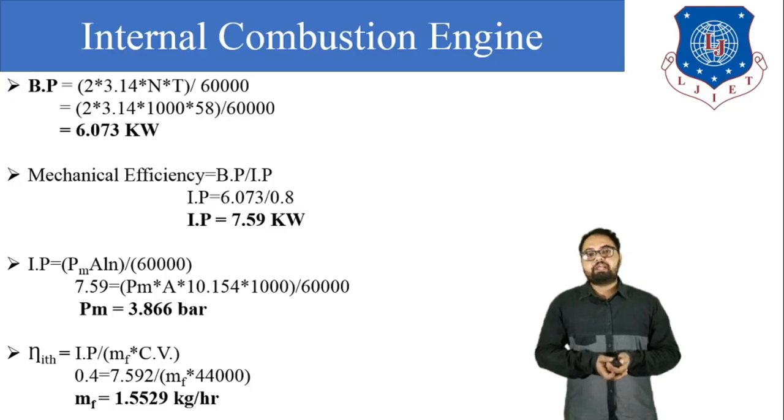Now we need to find the brake specific fuel consumption. The equation of brake specific fuel consumption is mass of fuel divided by brake power. First of all we need to find the mass of fuel, and in this problem we have the value of eta ith. So from this value we will get the mass of fuel. Eta ith is equal to IP divided by mass of fuel multiplied by calorific value. So we get the value of mass of fuel as 1.5529 kilogram per hour. That is the value of mass of fuel which we get from eta ith.